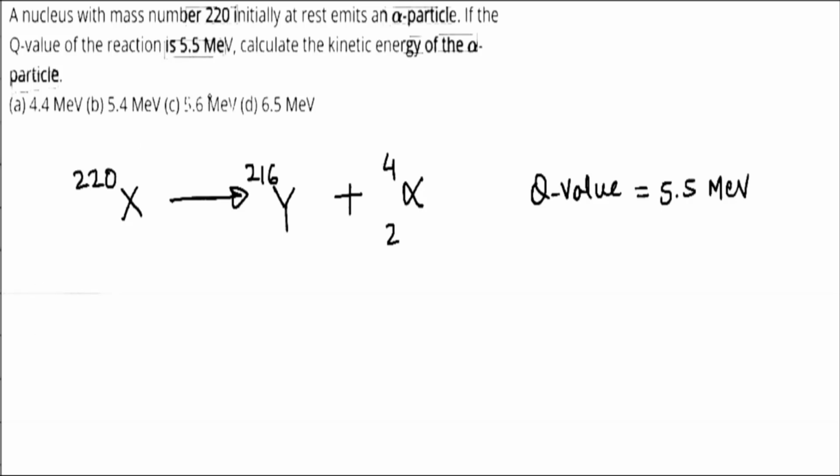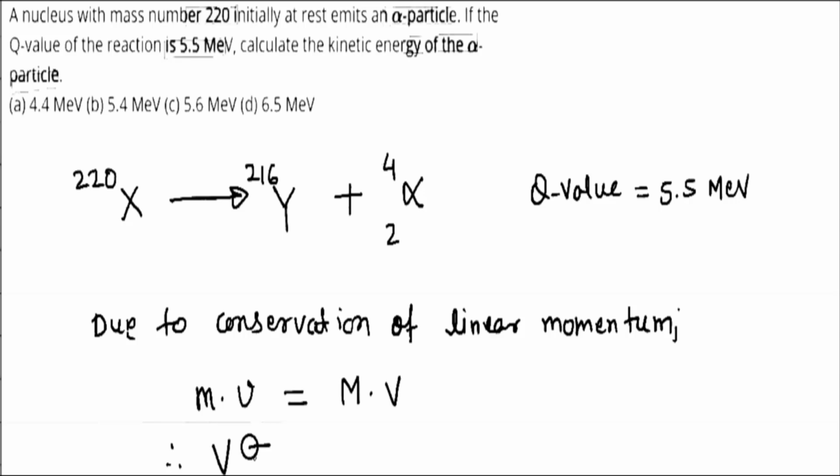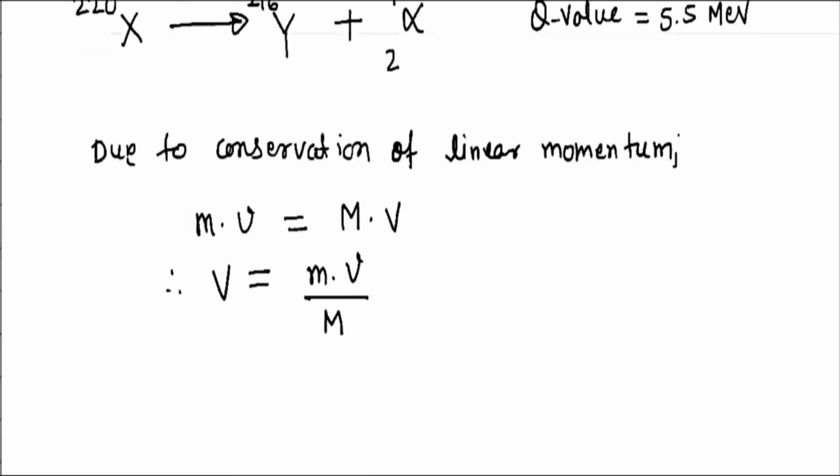Now, when this nucleus X emits an alpha particle, then due to conservation of linear momentum, with the mass of the alpha particle small m and velocity small v, we get mv equal to the mass of Y, capital M, times its velocity, capital V. So the velocity of Y can be written as small m into v upon capital M. The mass number of the alpha particle is 4 and of Y is 216.